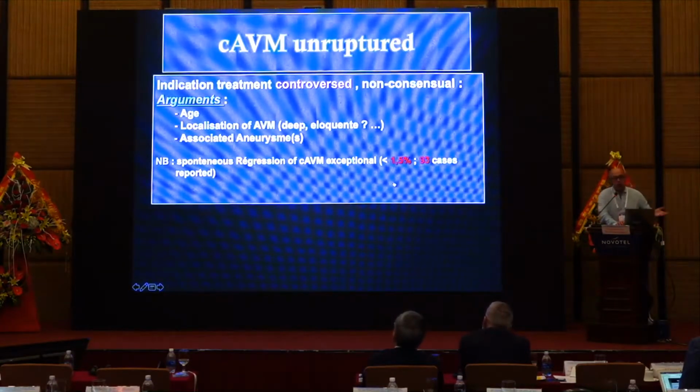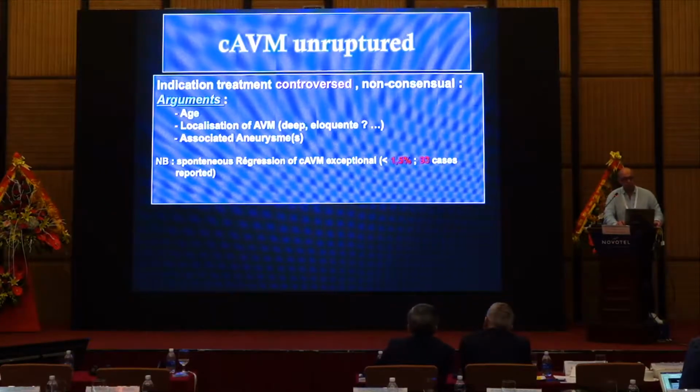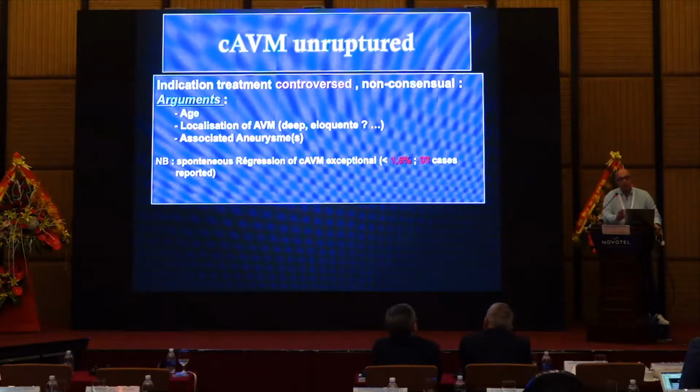For the question of unruptured cerebral AVM, here comes the controversy, because some people say we should treat, others we should not treat. I think personally that every case should be discussed individually, depending on several factors. Mainly the arguments will be the age, the localization of the AVM, if it's in an eloquent area or not eloquent area, and if there are predisposing factors for bleeding, which I will show you later on.